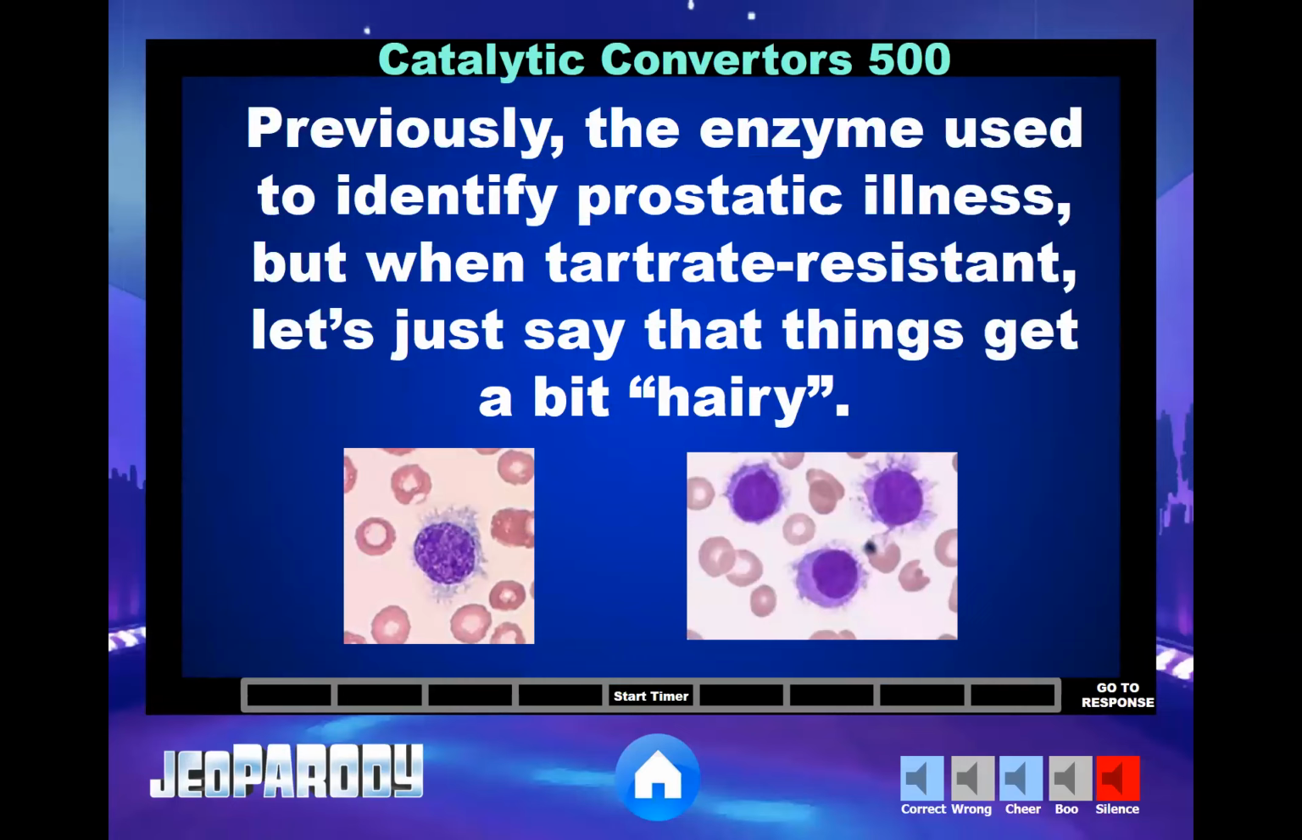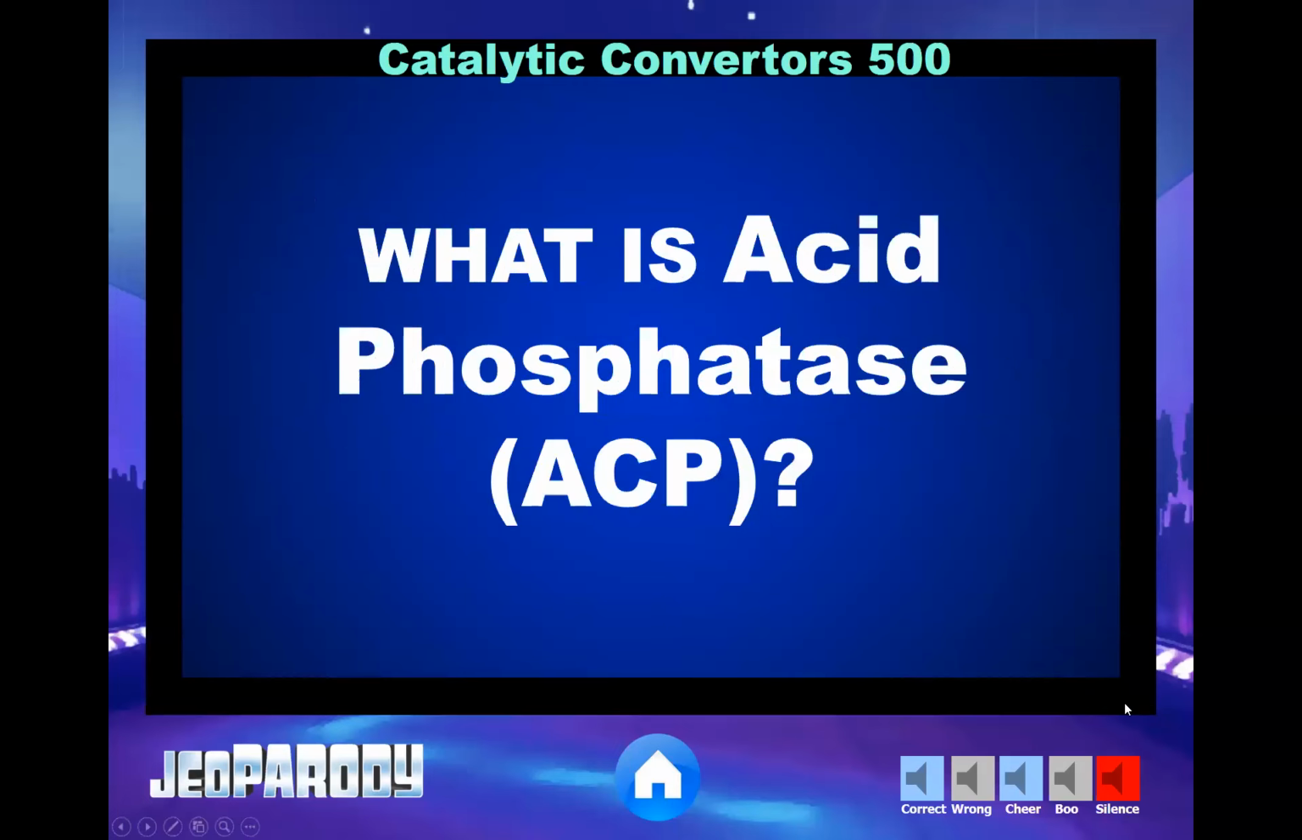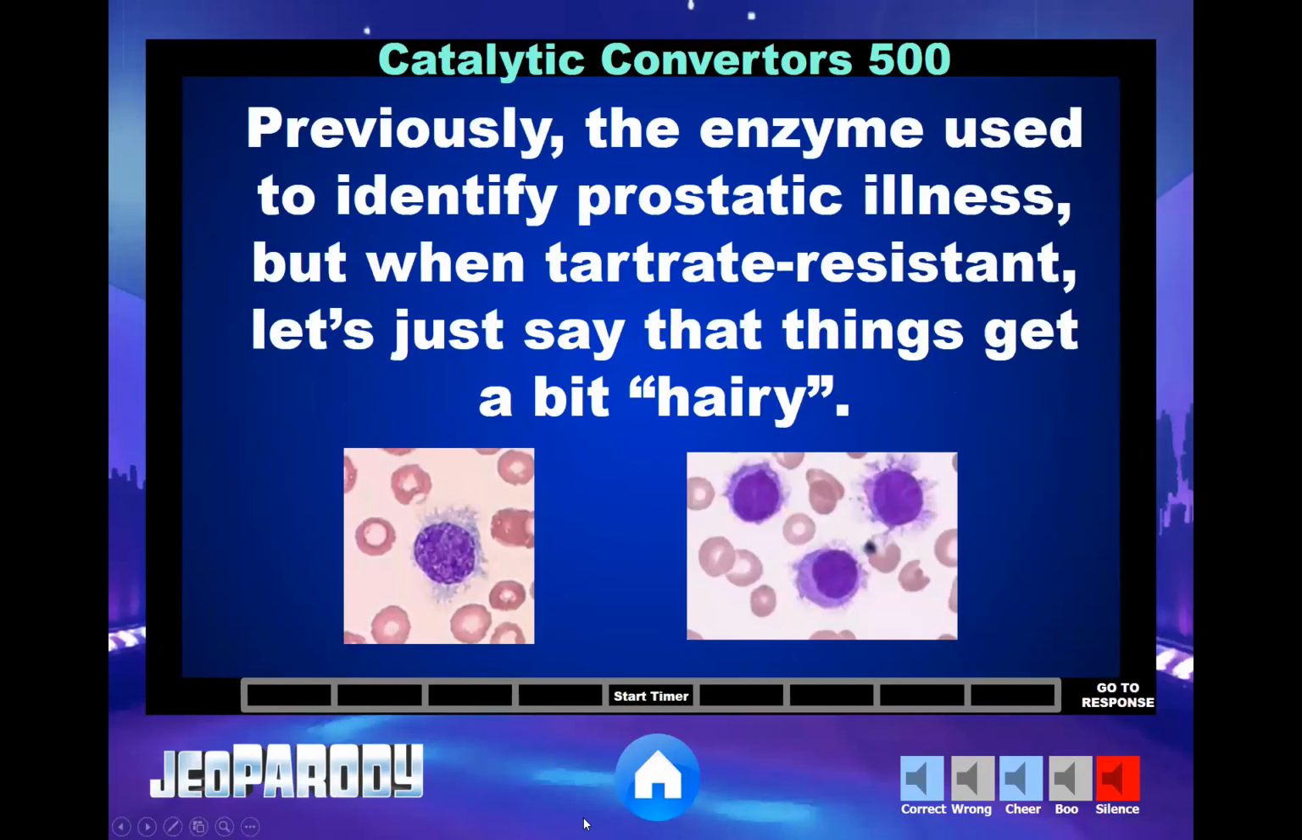Okay, so I've got examples here of hairy cell leukemia and TRAP, tartrate resistant acid phosphatase. It's exactly what we're looking for. So acid phosphatase is no longer providing much clinical value when helping to diagnose prostatic illness. We have PSA for that. But remember, we still use TRAP in some identification of hairy cell leukemia.